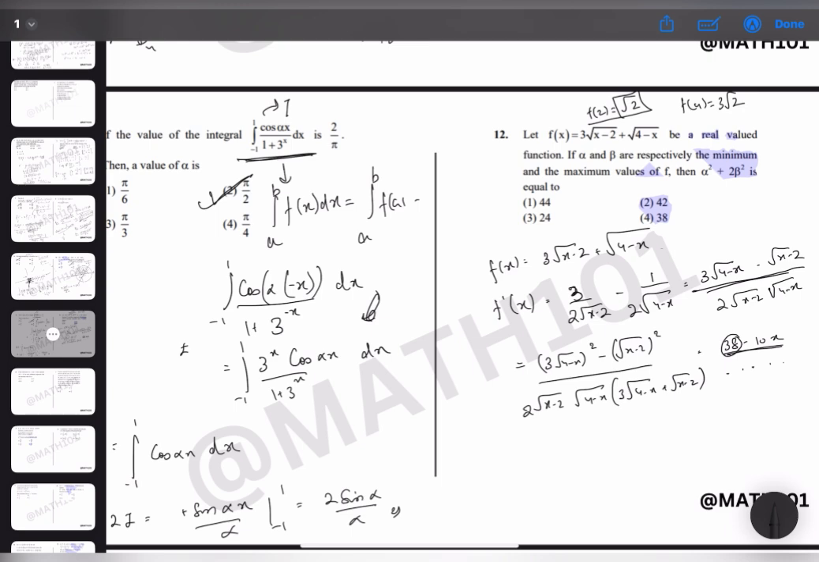Maximum is 3 root of 38 by 10, that is 3.8, so 3 root 1.8 plus root 4 minus 3.8 is root 0.2, which is equals to 10 root 0.2, which is equals to root 20. So beta is root 20. So answer is: alpha is root 2, beta is root 20, and answer is 42.